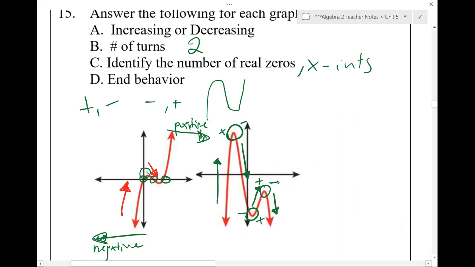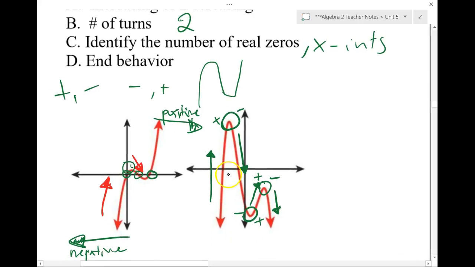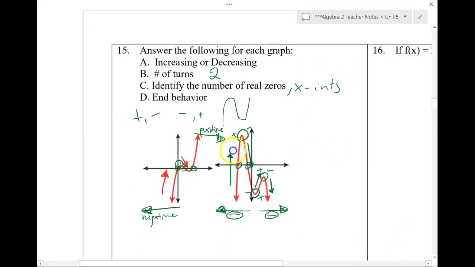Okay, identify the real zeros. It looks like it only crosses once here and once here in the negative area of the x-axis. So we got 2. And then end behavior is that as it goes to the left, it looks like it's going in the negative direction. And as it goes to the right, it's also going into the negative region. And that's it. Okay, next one.